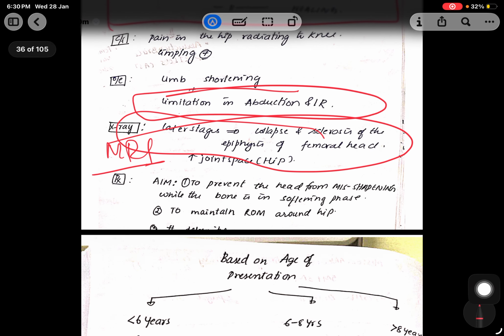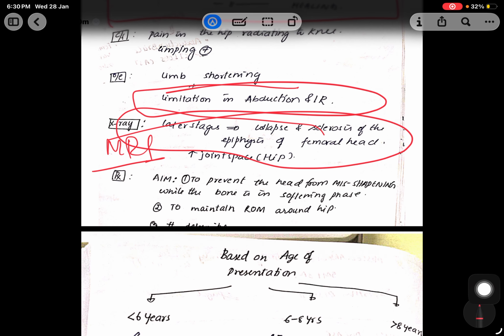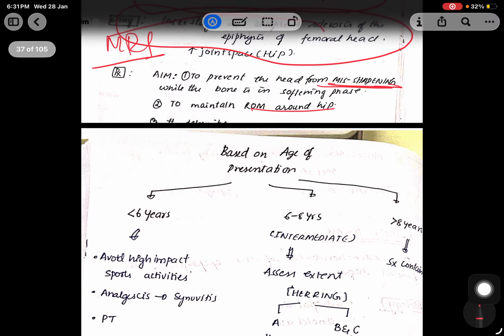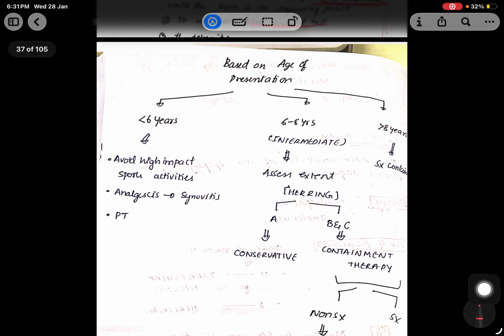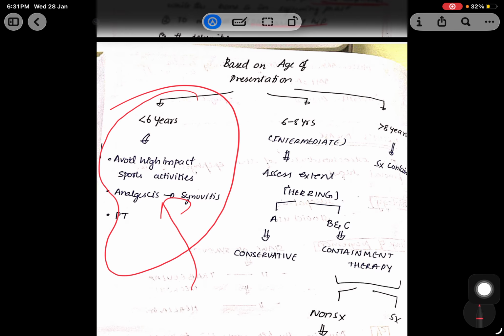Okay. Aim. What are the 3 aims in Perthes disease? To prevent it from misshapening at the time of ossification, that is the softening phase, to maintain range of movement around it, and to prevent the deformity. Based on the age of presentation, if it's less than 6 years, you give analgesics for synovitis and physiotherapy. But you should advise them all this time to avoid high impact sports.